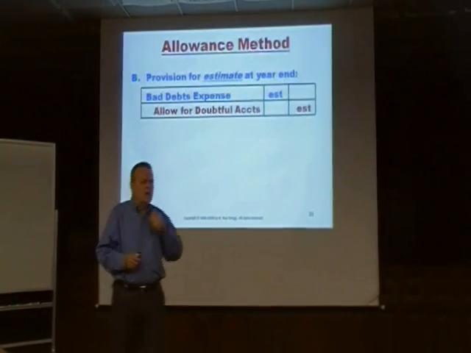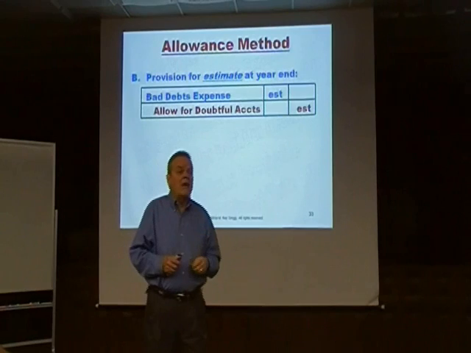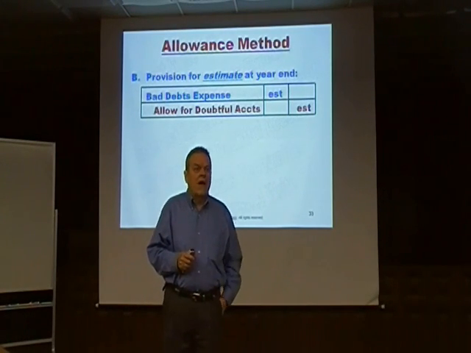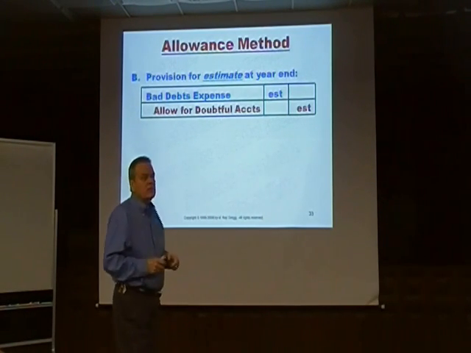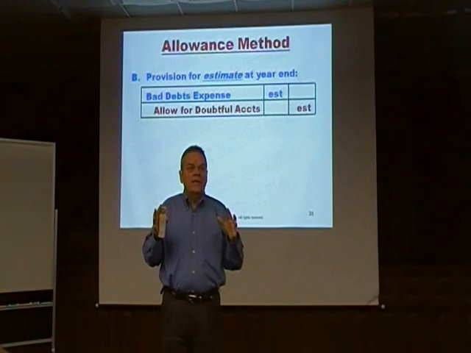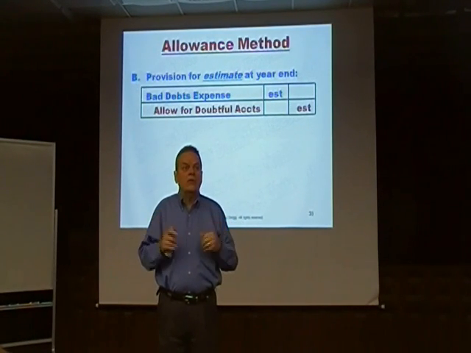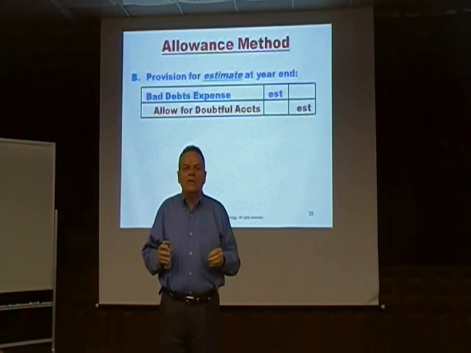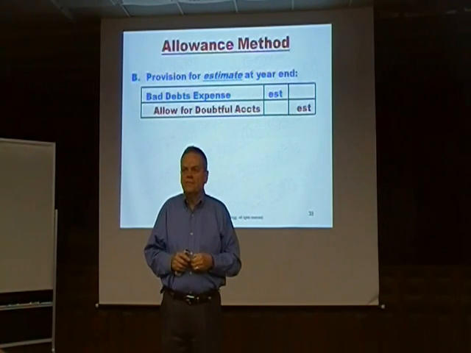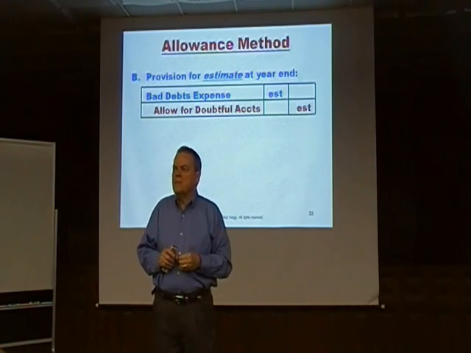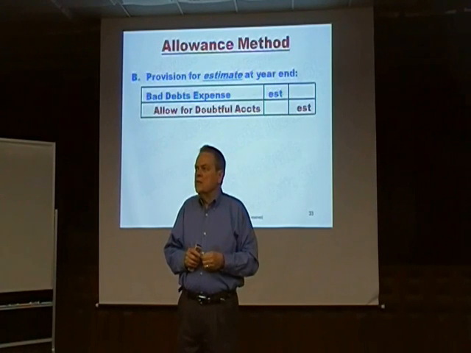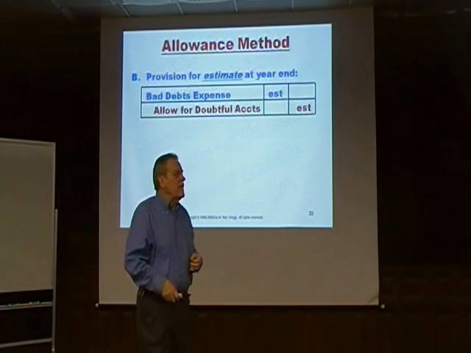And then credit an unusually named account, allowance for doubtful accounts. Now, I abbreviated it. That first symbol is allowance. A-L-L-O-W-A-N-C-E. Allowance for doubtful accounts. Debit bad debts expense, and credit allowance for doubtful accounts.